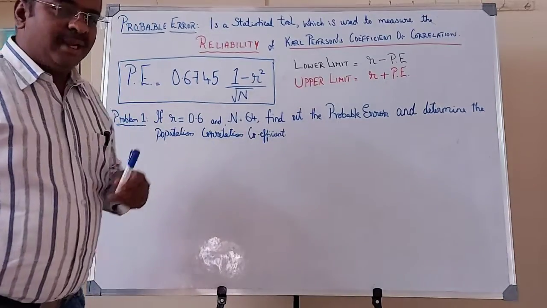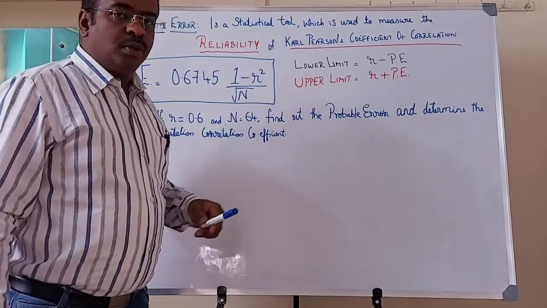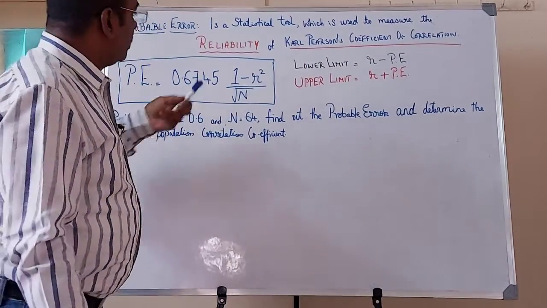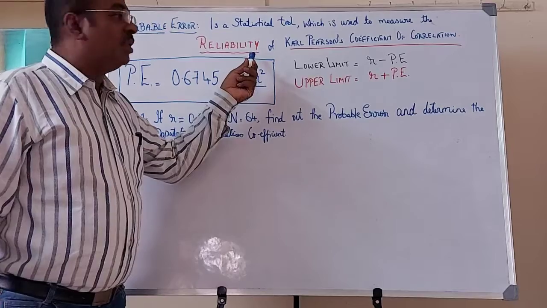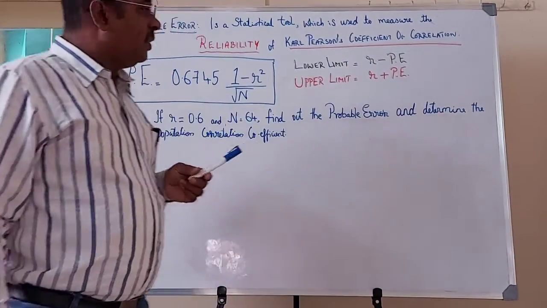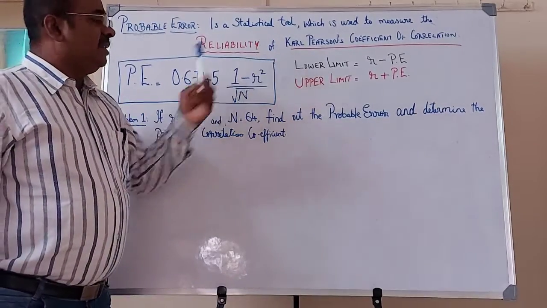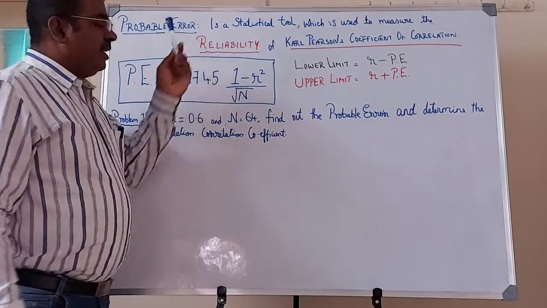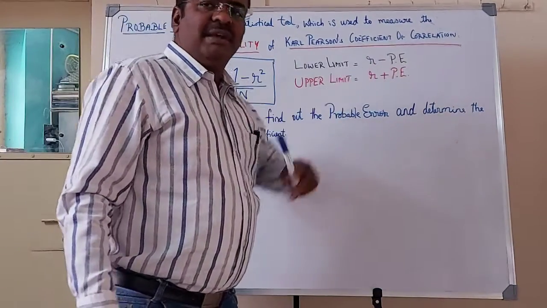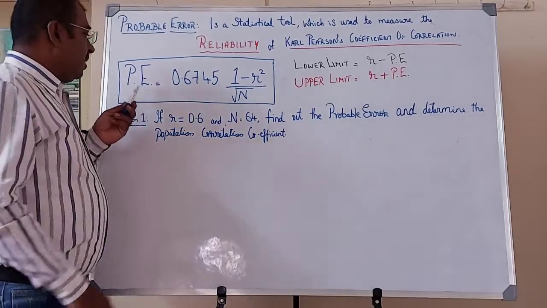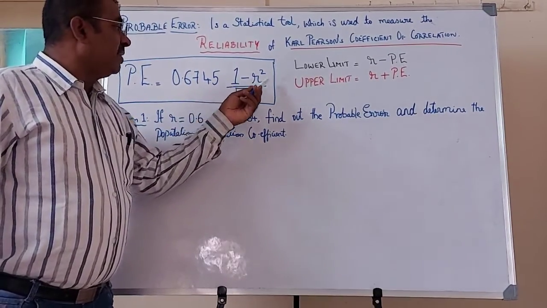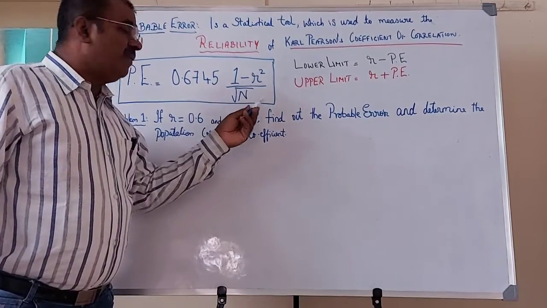So what is probable error? It is a statistical tool which is used to measure the reliability. The major focus is on checking how far this correlation is reliable, identified under Karl Pearson's coefficient of correlation. So that is the main objective of probable error, to check the reliability of Karl Pearson's coefficient of correlation, which we have already found. So probable error, the formula is 0.6745 into 1 minus r square divided by square root of n.